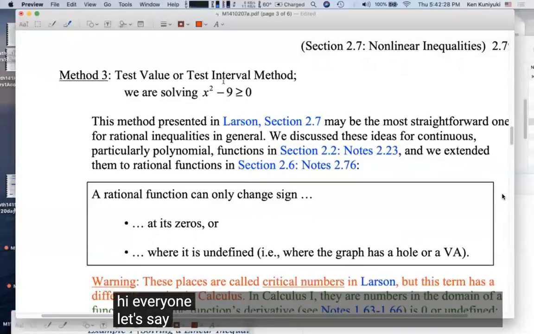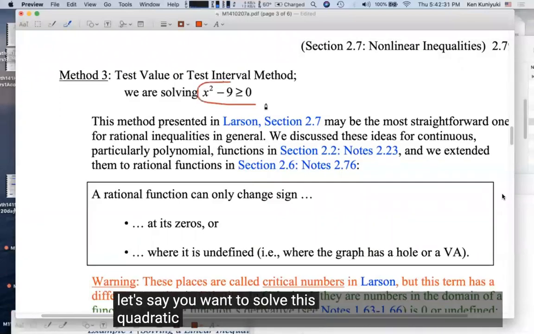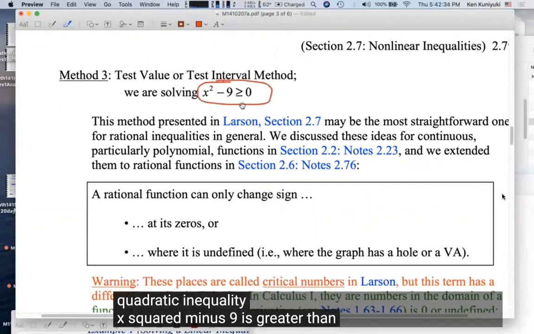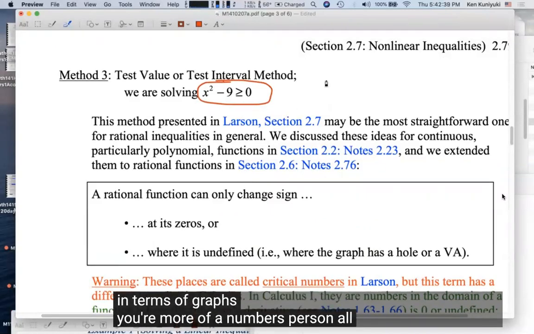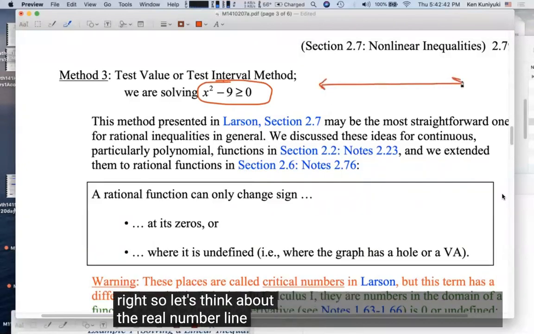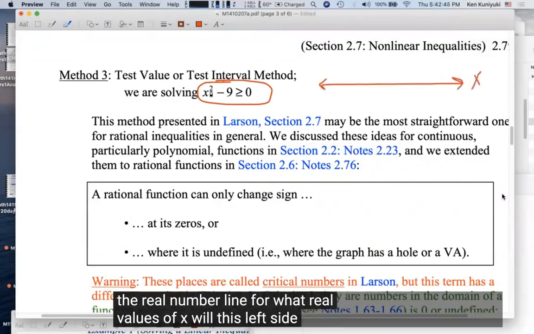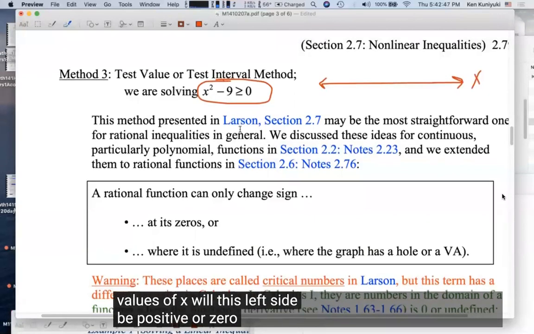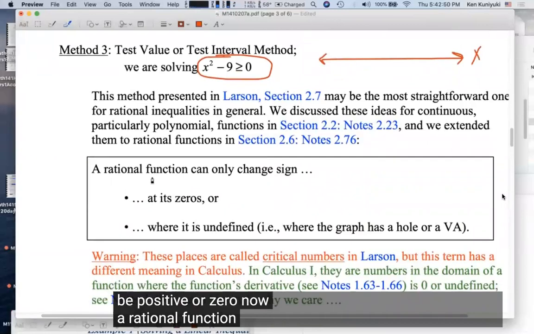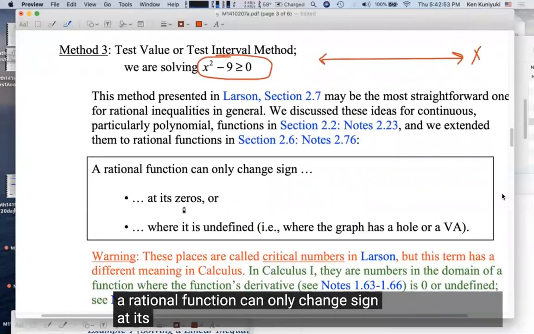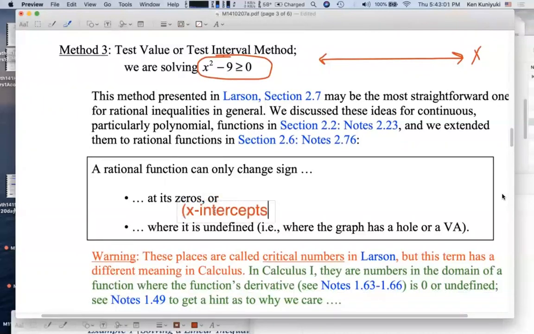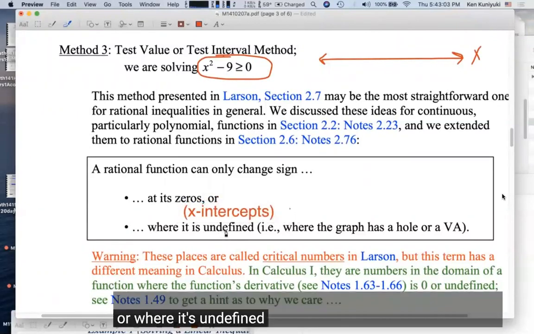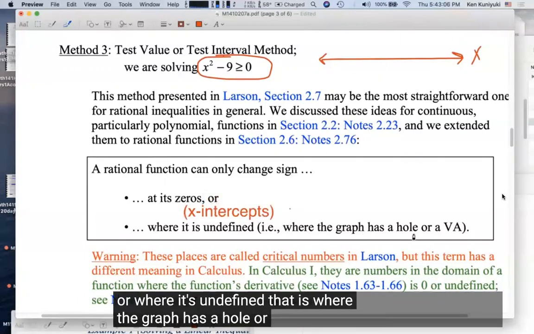Hi, everyone. Let's say you want to solve this quadratic inequality, x squared minus 9 is greater than or equal to 0, but you don't want to think in terms of graphs. You're more of a numbers person. All right, so let's think about the real number line. For what real values of x will this left side be positive or 0? Now, a rational function can only change sign at its real zeros, which correspond to the x-intercepts, or where it's undefined.